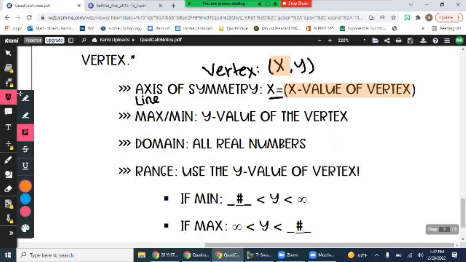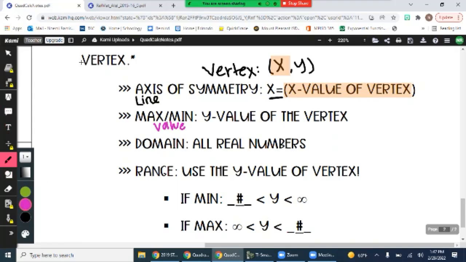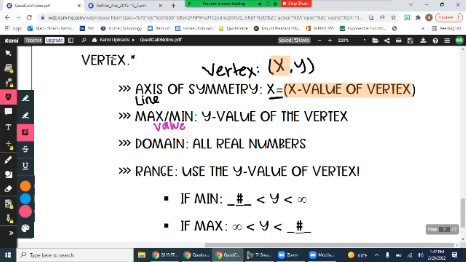Now, your maximum or your minimum, we talked about this Thursday and Friday. If they're asking specifically for a minimum or maximum value, they're asking specifically for the Y value of the vertex. The Y value of the vertex.